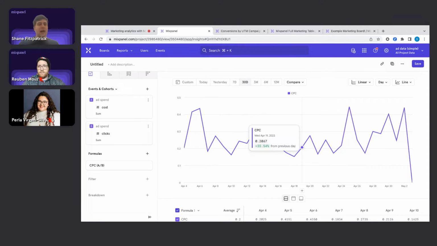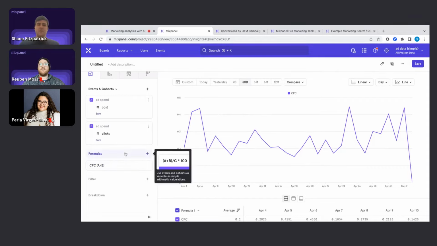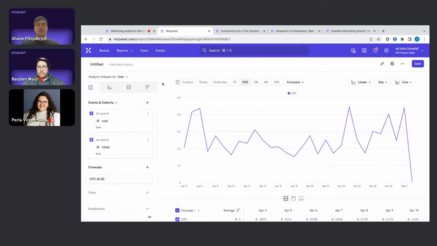Something I do want to call out is that, while I built out cost per click here, the flow that I just did is very similar for really any common marketing metric you might have: cost per impression, cost per 1,000 impressions, return on ad spend, things of that nature. You can simply build these out by taking any numbers that are spit out by these ad providers, throwing them into Mixpanel, and doing some very basic math on them to build out the metrics you care about.